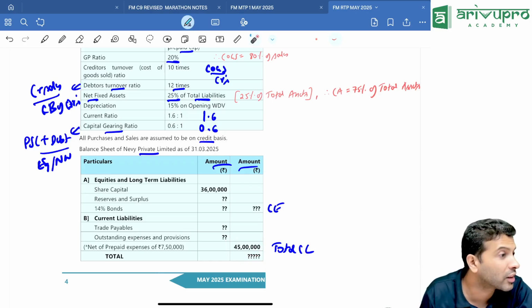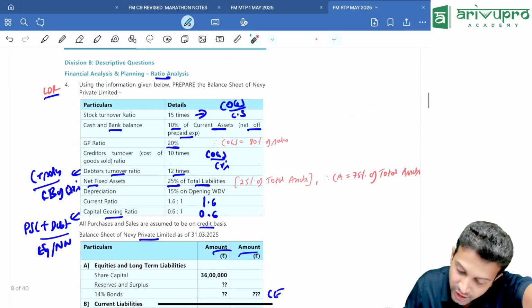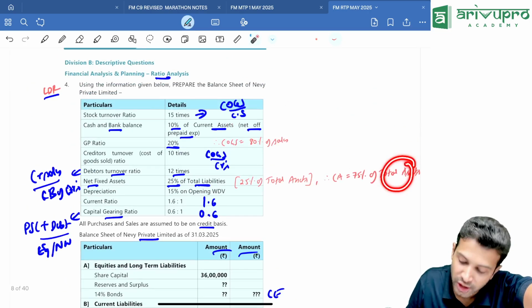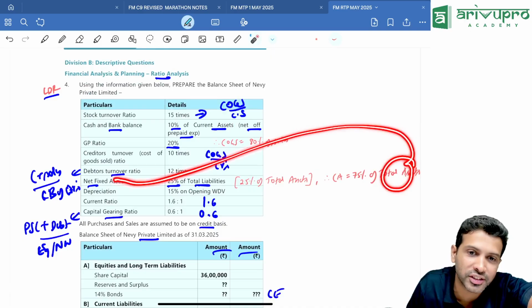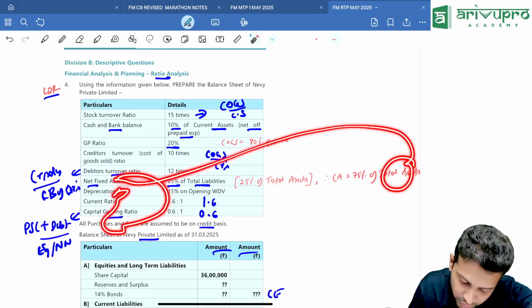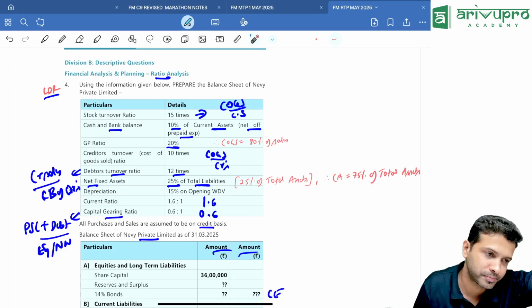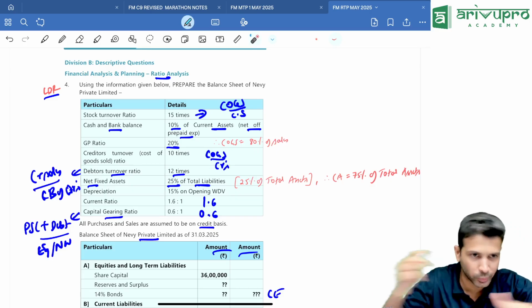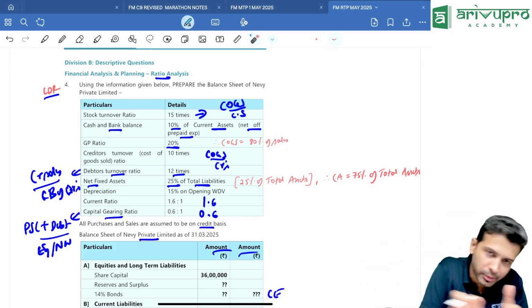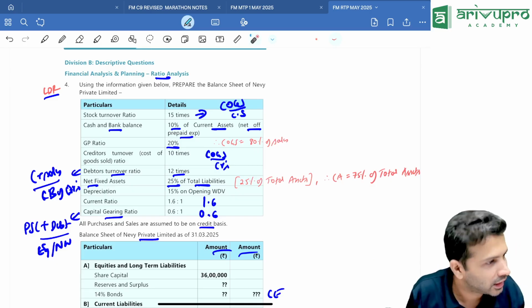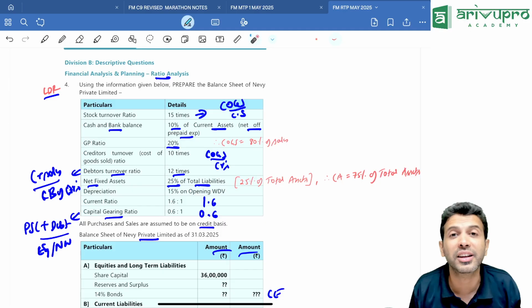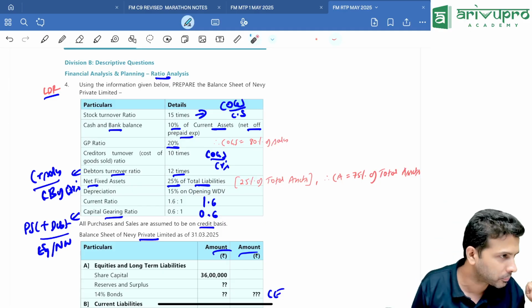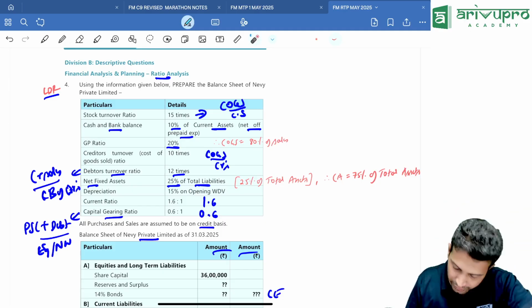That means using this you can find out current assets. Using current assets you can find out total assets. Using total assets you can find out fixed assets. And then accordingly you can also find out depreciation. Linkage. Understood? This is the way. You have to find one, and once one falls, everything will fall. But you need to identify which component to find out. Okay, everybody? This is done.